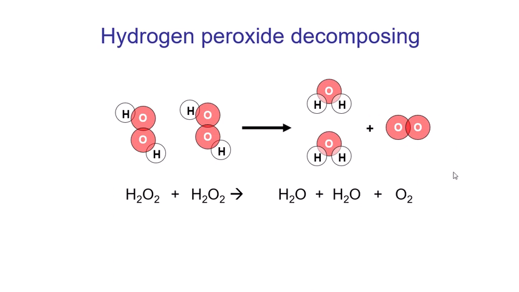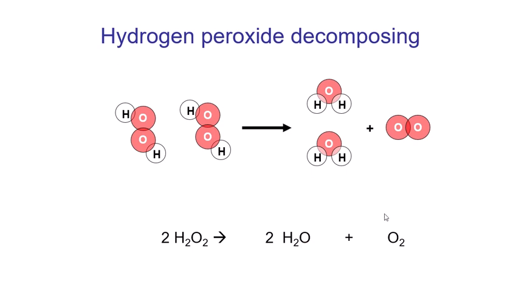And again, we're not very happy with that because we're writing the same formula twice. So rather than H2O2 plus H2O2, we shorten that down to 2H2O2. Rather than having H2O plus H2O, 2H2O and oxygen. And once we've put that down, that then becomes our balanced symbols equation.